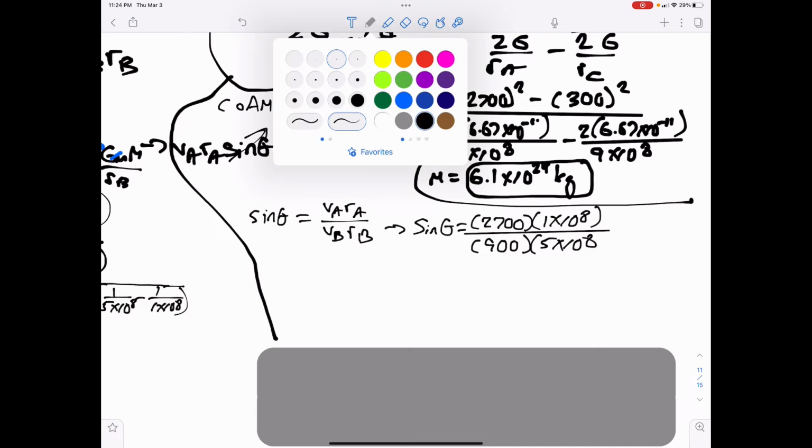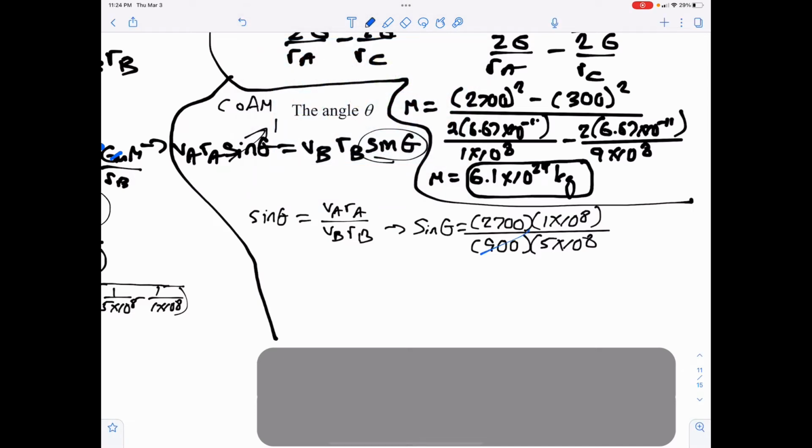Now, you don't need a calculator for this. 900 goes into 2700 3 times, 10 to the 8 cancels, and you're left with 3/5. So sine of theta equals 3/5, which is 0.6. Taking the arc sine of that, we get 37 degrees.